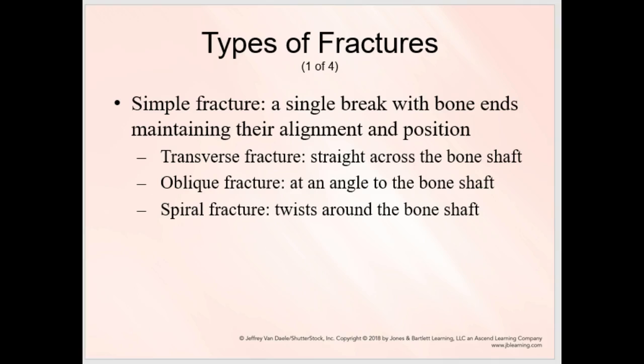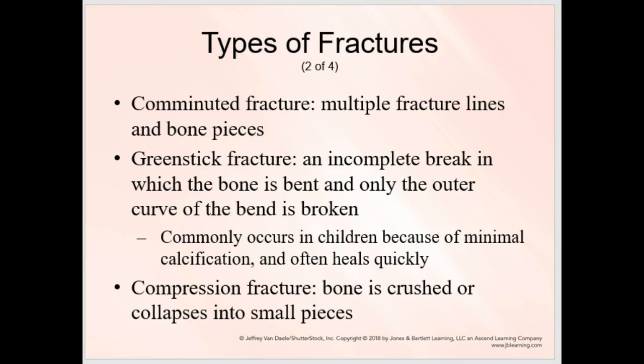Just nomenclature: transverse will be straight across, oblique will be at an angle, and spiral will usually be a twist around those bone shafts. And those are always a little bit of a red flag in young kids, because they might be getting their arms twisted. Comminuted fracture means multiple fracture lines and bone pieces.